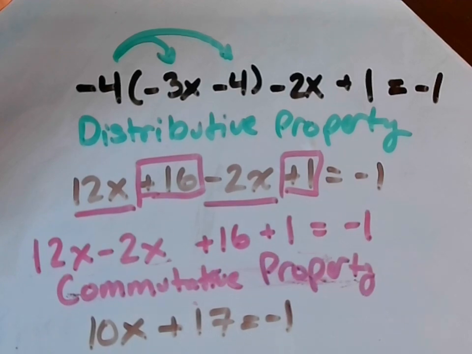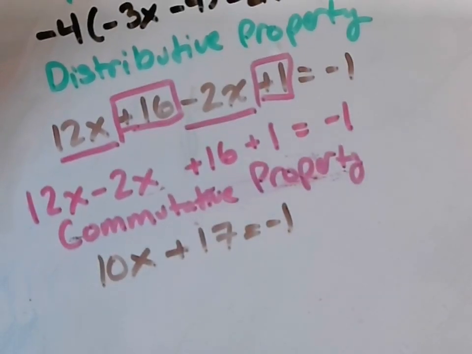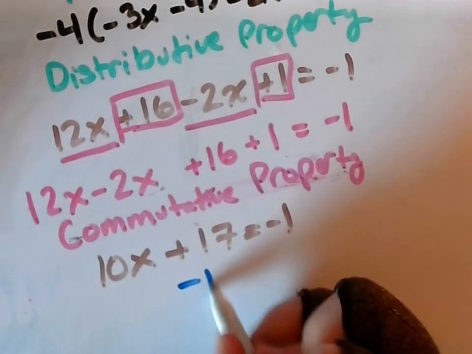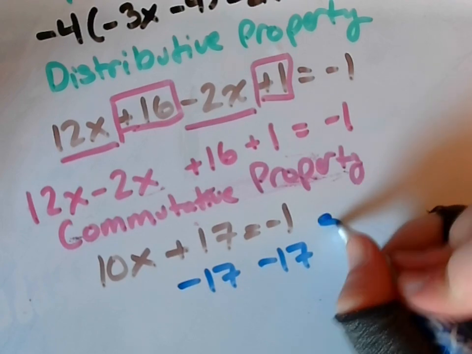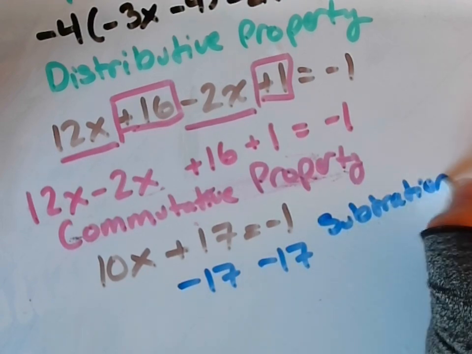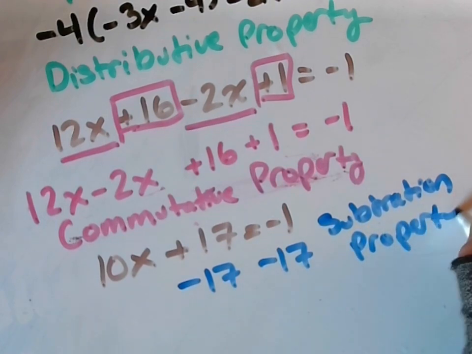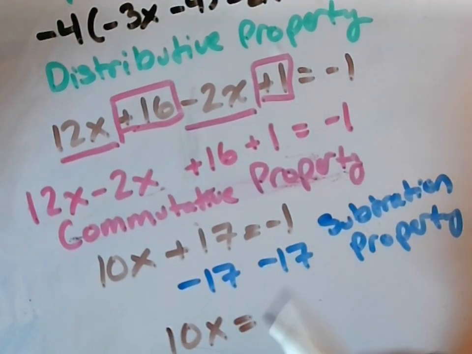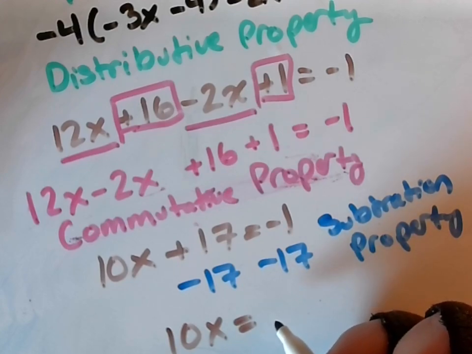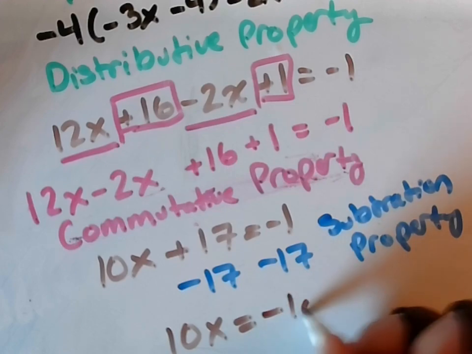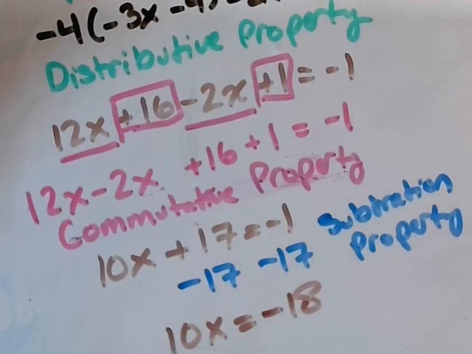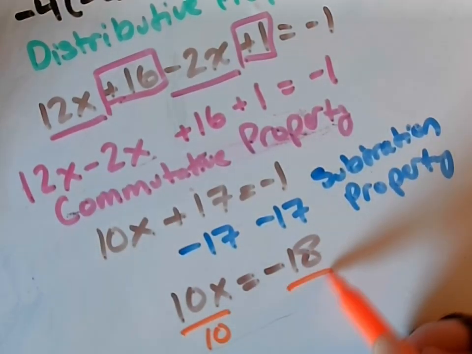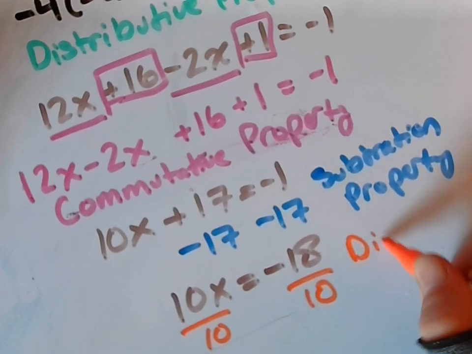And then from here, what do we do? We will subtract 17 from both sides. That is the subtraction property of equality. And that should get us 10x equals negative 18. And then we finish it off by dividing by 10, which is, of course, the division property.